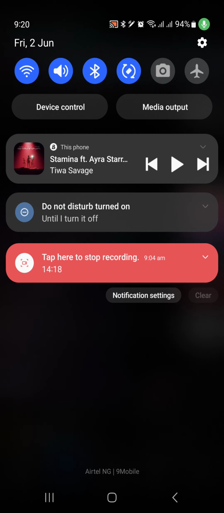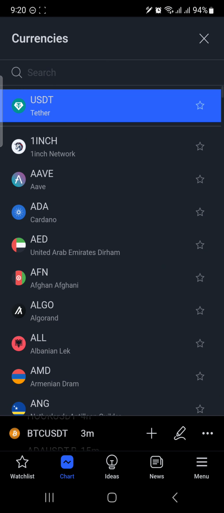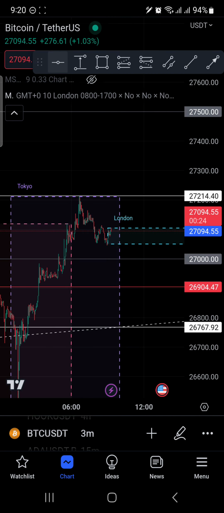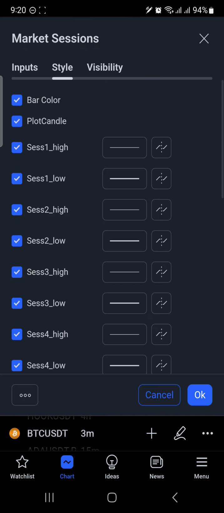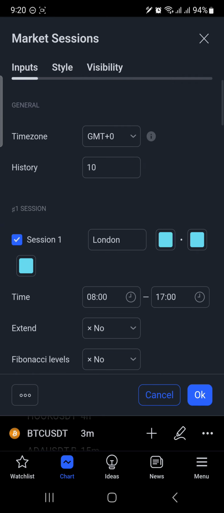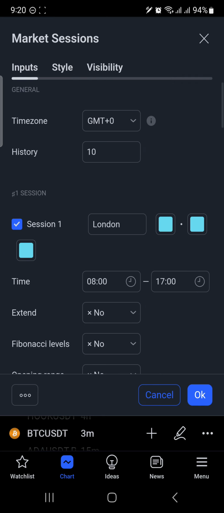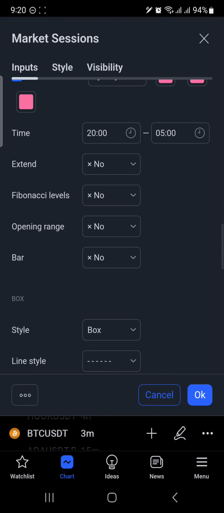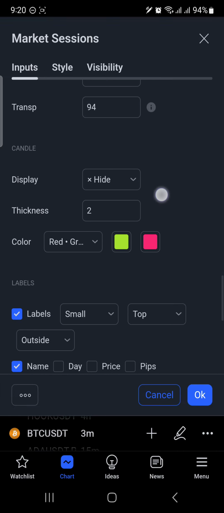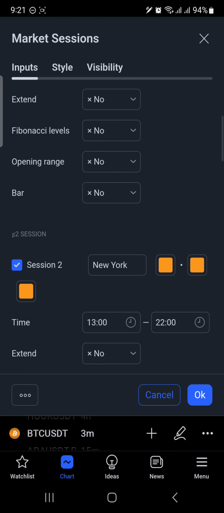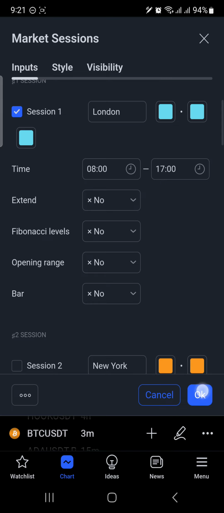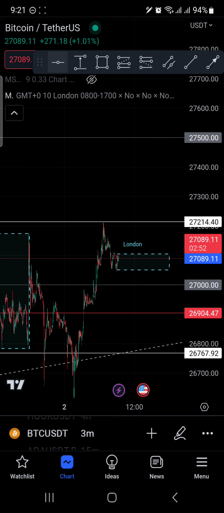So for you to make it easier, this is what we're going to do. Go to the settings for the indicator. So what you need to do, come to input, then activate one session at a time. Okay, so let's remove 3 sessions: Sydney, Tokyo, New York. So we're going to leave only London. Yep, can you see? So only London is active.